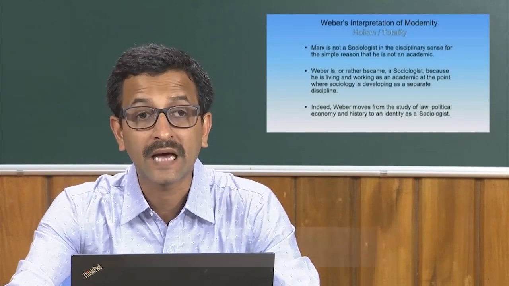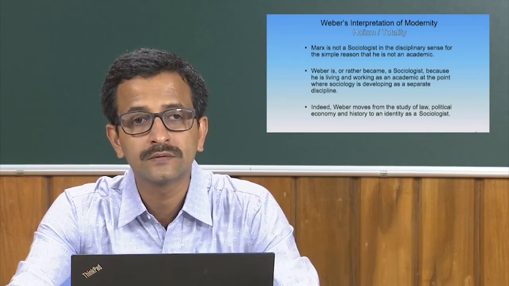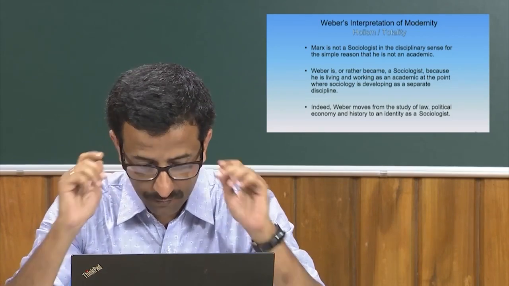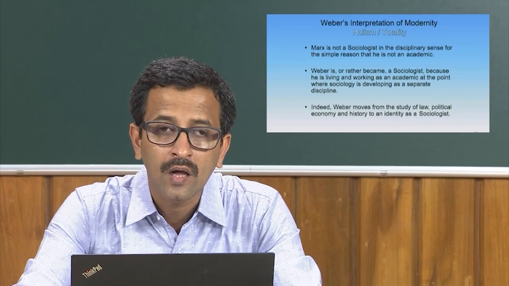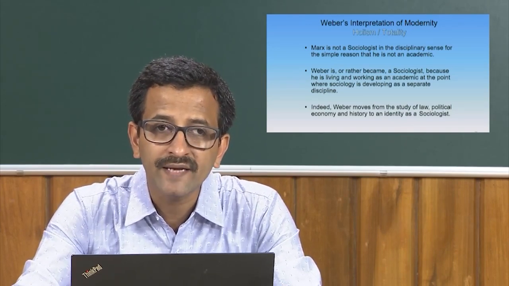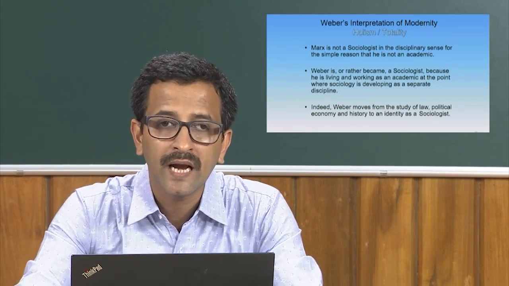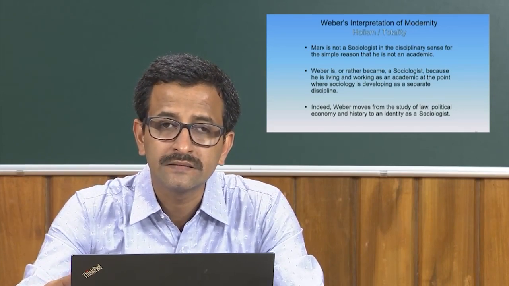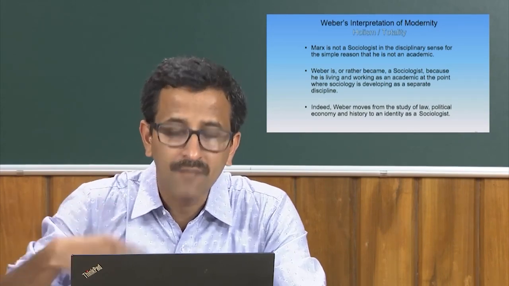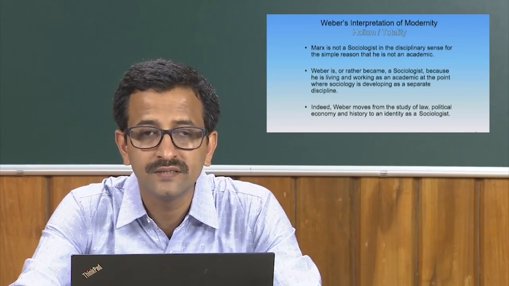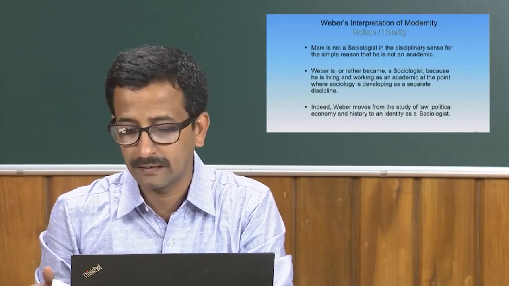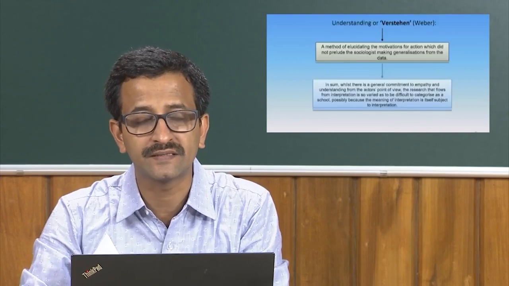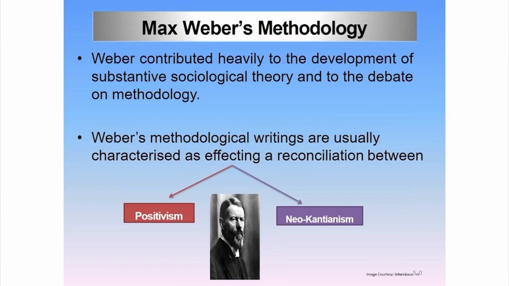Welcome to the ninth lecture of the course on Sociological Perspectives on Modernity. In the last two lectures, we have started Max Weber's interpretation of modernity. And we have discussed certain prefatory remarks about Weber's interpretation of modernity. I mean, we have discussed Weber's theoretical positions and methodological writings, which are extremely important to make sense of his contributions to the debates on modernity.